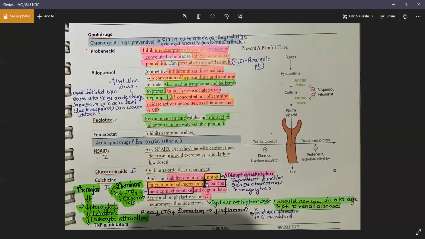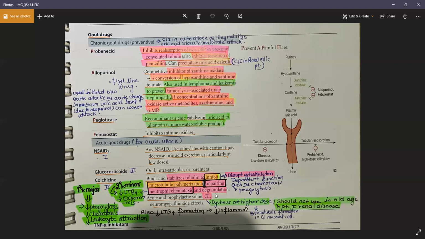So these agents can inhibit the neutrophil chemotaxis as well as the degranulation, and the neutrophils are responsible for the inflammation in my gout, right? So that's why these drugs are very helpful. Secondly, they can also inhibit leukotriene B4, which is again a chemoattractant. So by inhibiting the microtubule, and second by decreasing leukotriene B4, I'm inhibiting neutrophil chemotaxis.